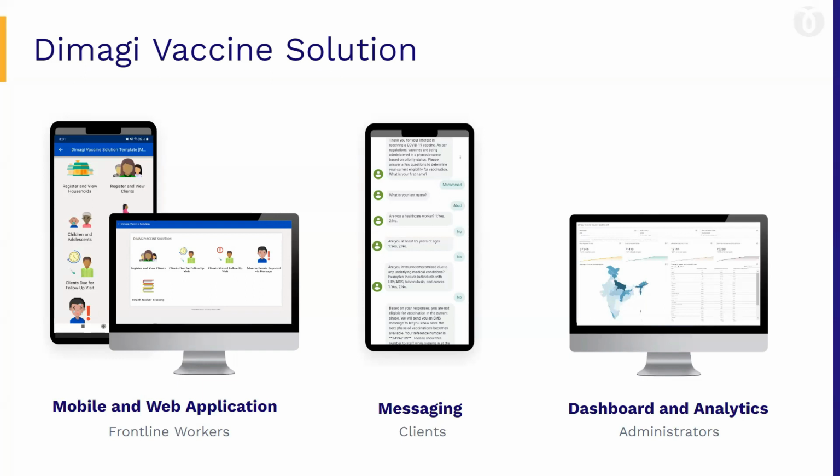Frontline workers have an application to register clients, deliver services, and do community outreach. Clients have a dedicated messaging channel where they can get updates about their vaccination status and report feedback. Administrators have access to a dashboard and analytics to monitor immunization progress across levels.